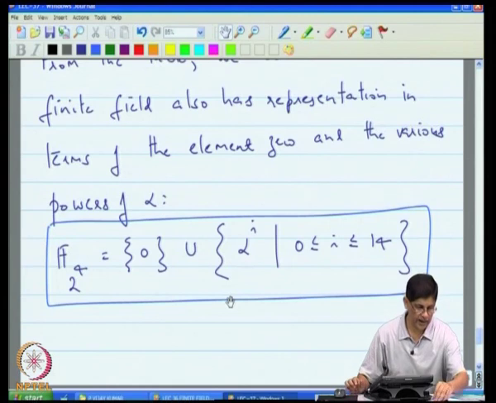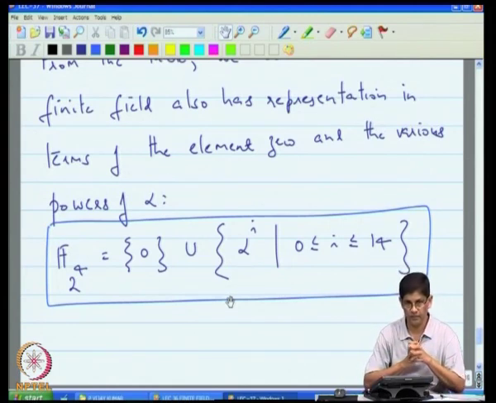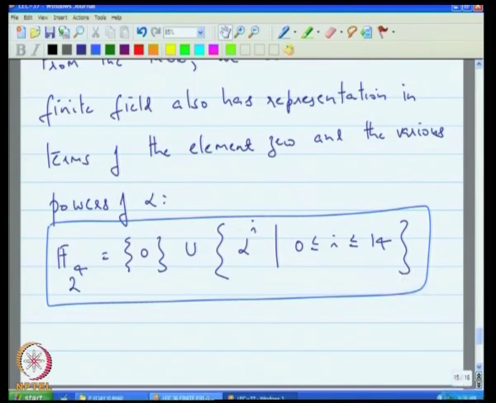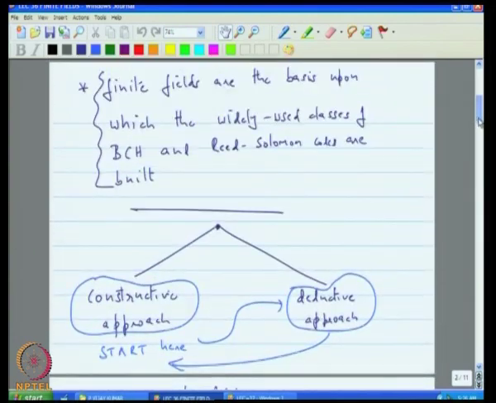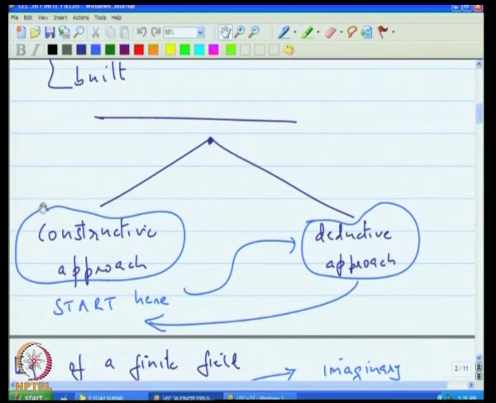All right. So, now I have given you a construction for finite fields, and hopefully now you know how to construct a finite field of any size of the form p to the m for any prime p and any integer m greater than or equal to 1. Now, remember I told you that we are going to take two different approaches towards finite fields, and the first is the constructive approach. So, we have just completed the constructive approach. Now, we are actually going to take on the deductive approach.